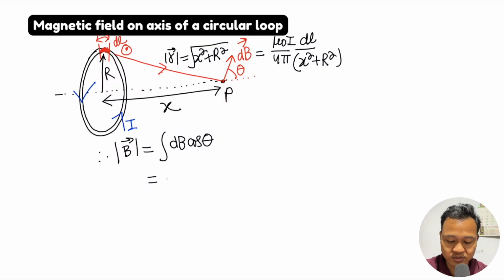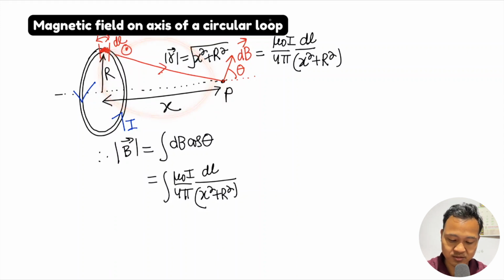Now putting these values in the integral, we have mu naught into I by 4 pi into dl divided by x square plus r square, and dB was multiplied by cos theta. So what is cos theta in this triangle? This is also theta. So cos theta is r divided by the hypotenuse, so r divided by the square root of x square plus r square.